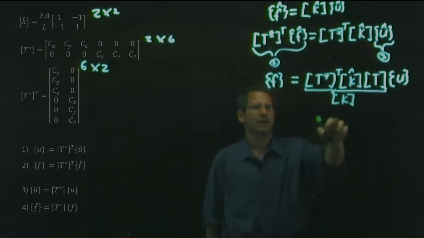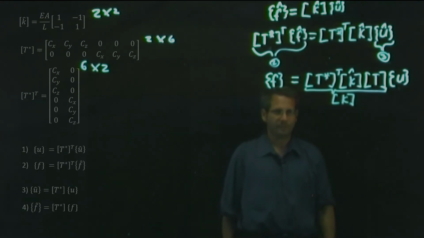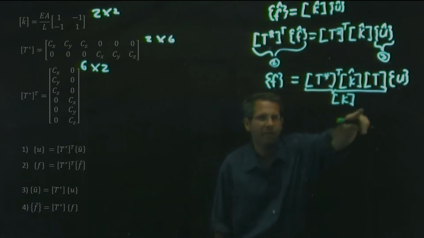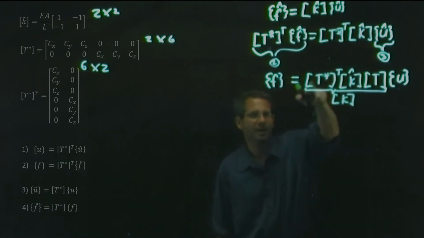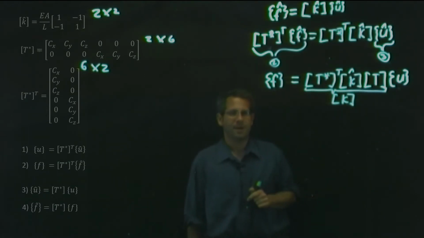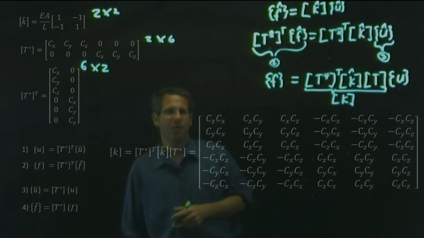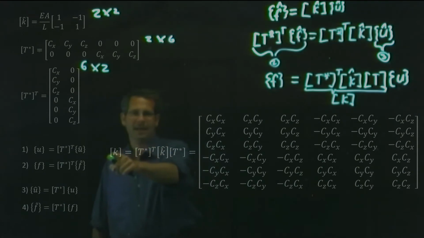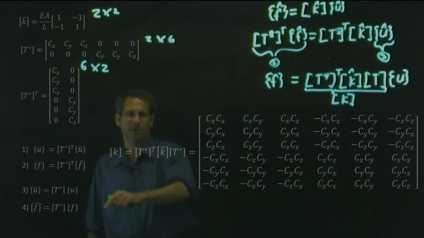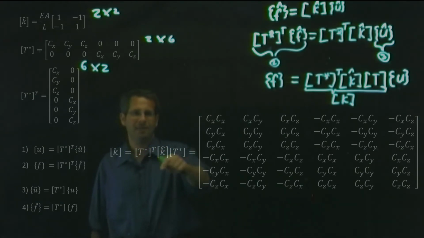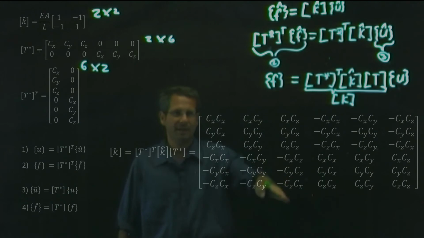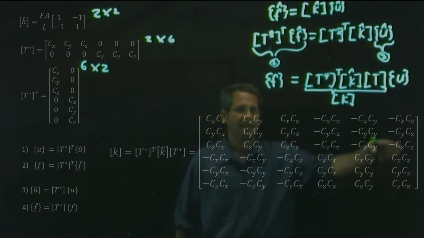All right? So let's see what this looks like. I'm going to do all this math for you. I might make you do this matrix multiplication in an in-class exercise. And what we find is that K, the local stiffness matrix in the global coordinate system, is equal to T transformed times K hat times T, and we get this 6 by 6 matrix.